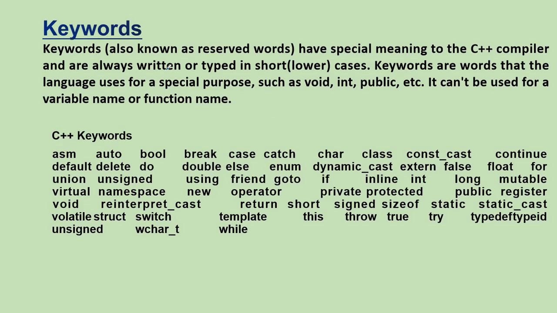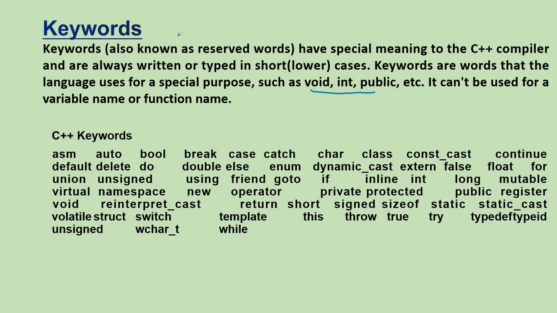Next one, keywords. Keywords are also known as reserved words. These have special meaning to the C++ compiler and are always written or typed in lowercase. Keywords are words the language uses for special purposes. Here different keywords are given, like void, int, public. These keywords have their own meaning. We cannot use these keywords for our own purpose in a program. They cannot be used for a variable name or function name or for any other purpose.